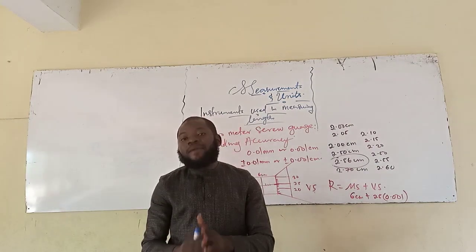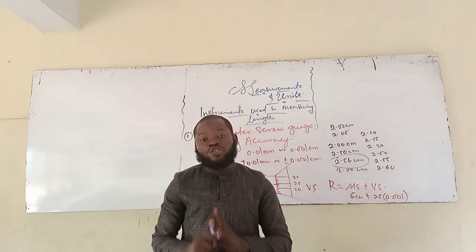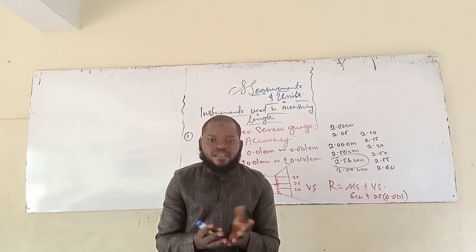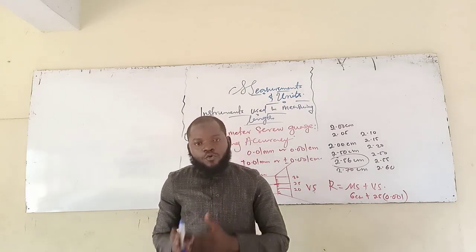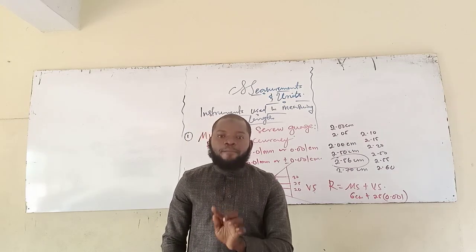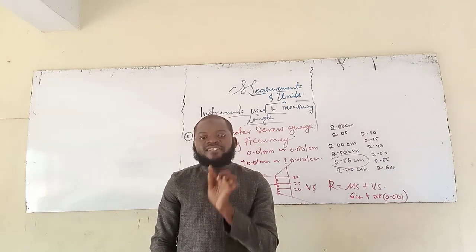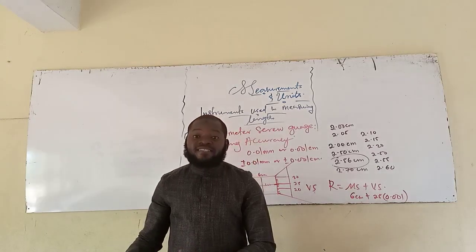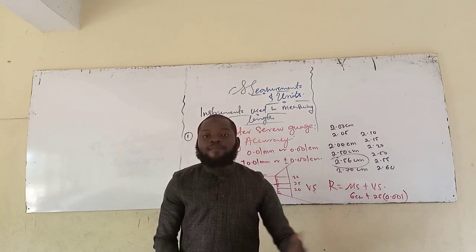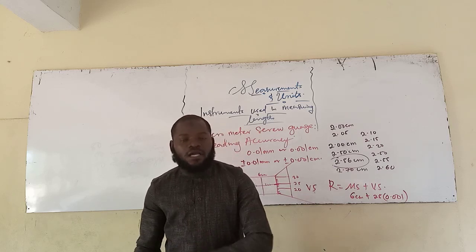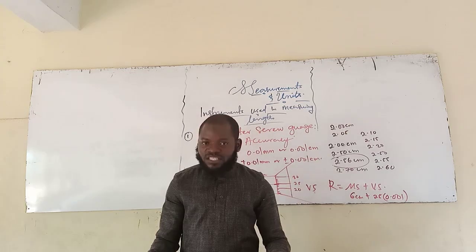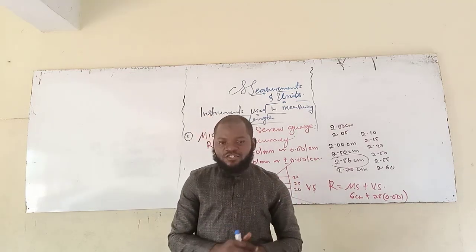Then the next one is the micrometer scale gauge, which is used to measure the thickness of thin objects and the external diameter of round objects. The reading accuracy is 0.01 millimeter or 0.001 centimeter. That is, it measures to 3 decimal places in centimeter. Why vernier caliper measures to 2 decimal places in centimeter? Why meter rule also measures to two decimal places in centimeter. Clear? Clear.